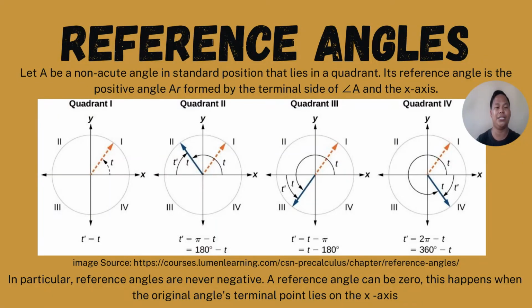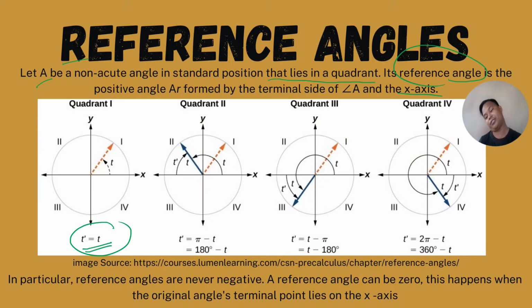We have here the reference angle po. Let A be a non-acute angle in standard position that lies in a quadrant po. Its reference angle is the positive angle denoted by A_R formed by the terminal side of angle A and the x-axis. To find the reference angle, we need to locate the angle, kung ano po yung quadrant niya, or kung saan po yung kanyang terminal side. And we have this formula po. If the terminal side of angle A lies in the first quadrant, this is always equal to the angle measured.